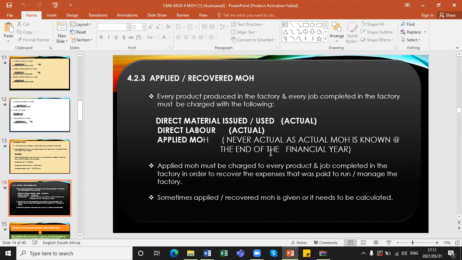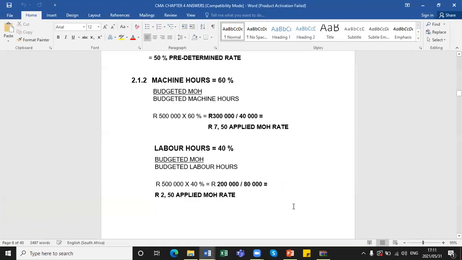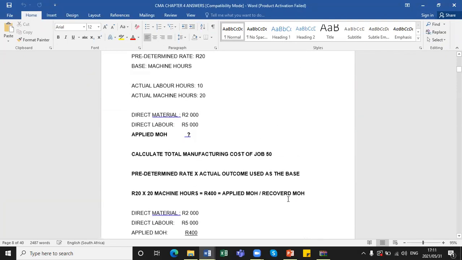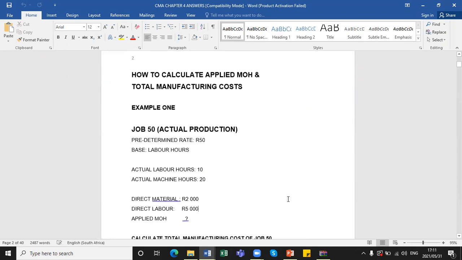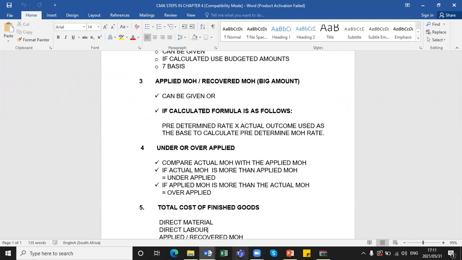Now, whenever they give you information and they speak about the actual job, they will give it a job number. Sometimes you must calculate the applied overheads, and sometimes it's given to you. Now, in my example that I've got here, which I'm going to post as part of the answers, I've got here how to calculate applied overheads and total cost of production. So that means step 3 and step 5.